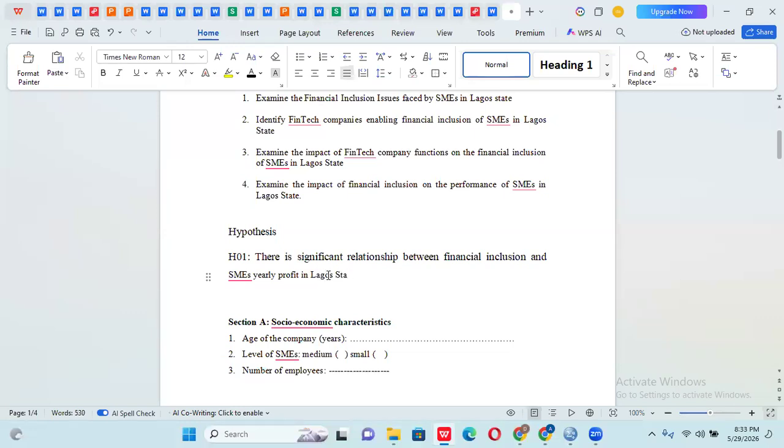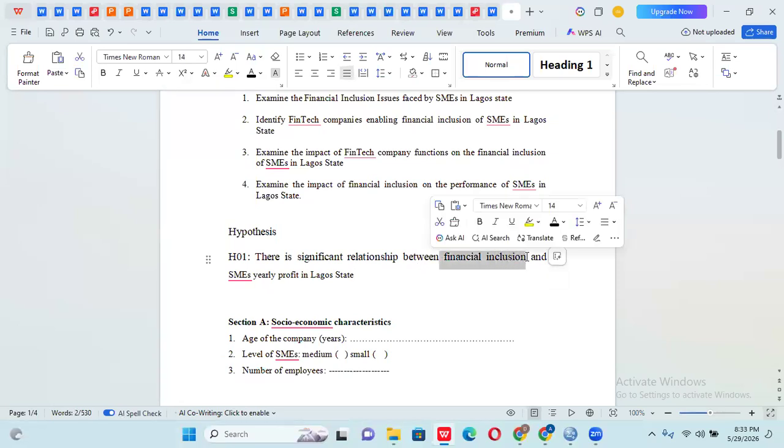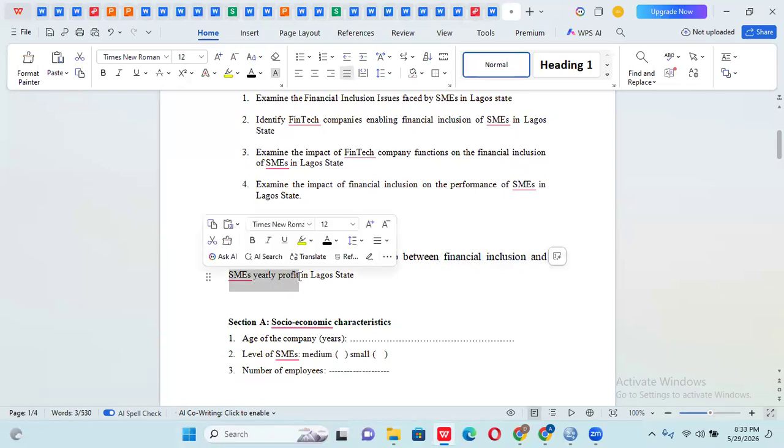Bear with me, I want to show you something. So now these are hypotheses. When you are designing your questionnaire, you must also check your hypothesis. Check the variables of your hypothesis. Now, based on this hypothesis, we have financial inclusion as a variable, and we have SME yearly profits as another variable. Am I right?